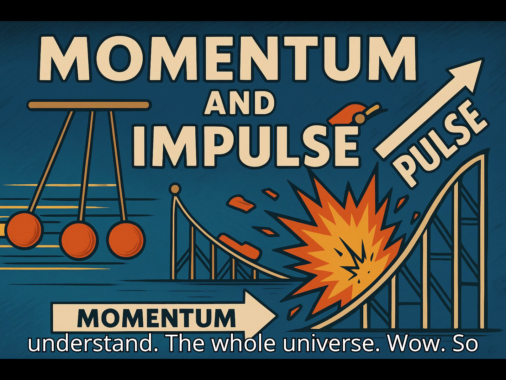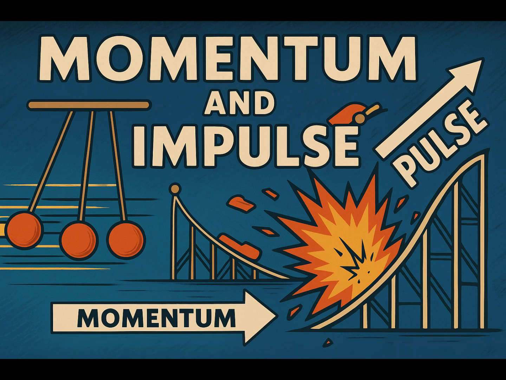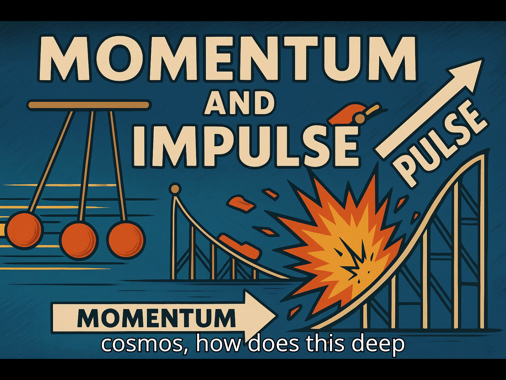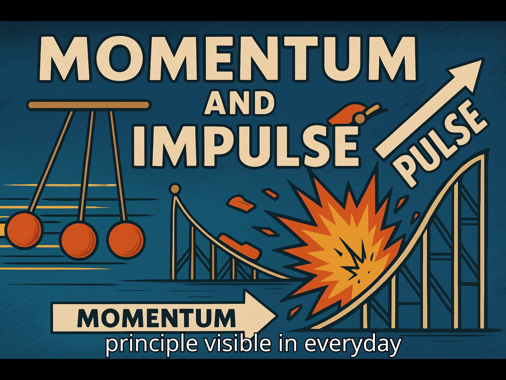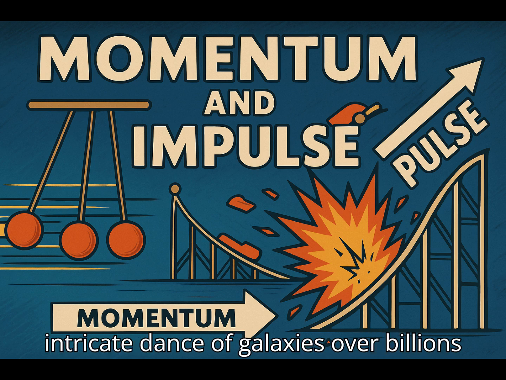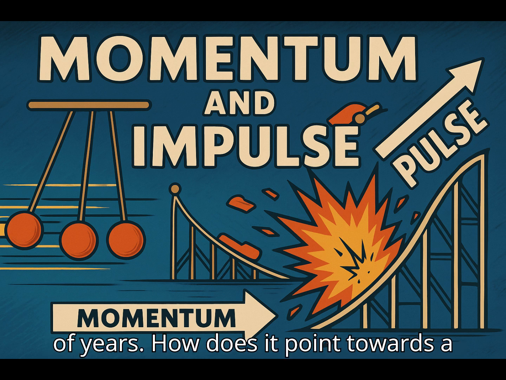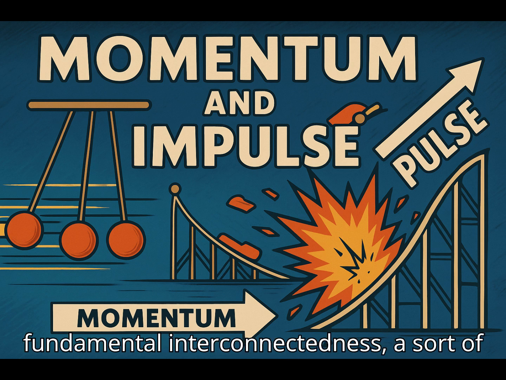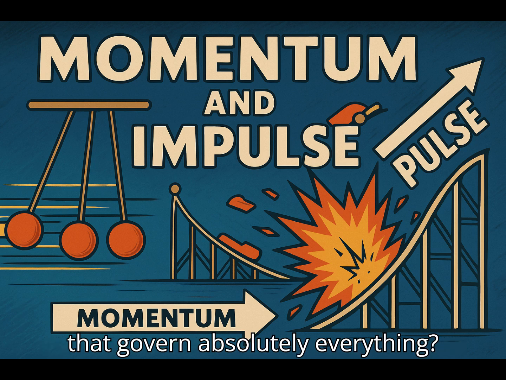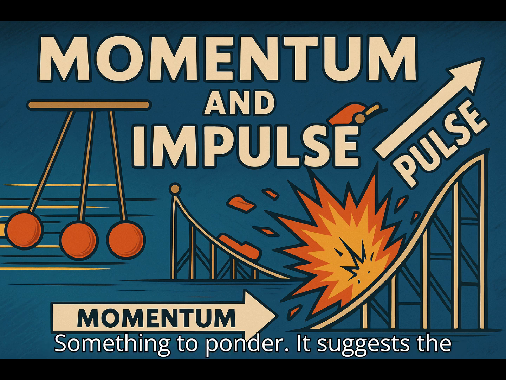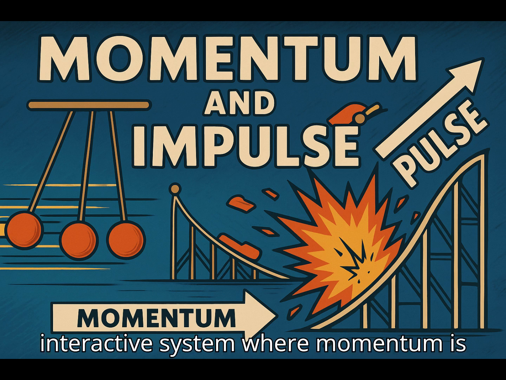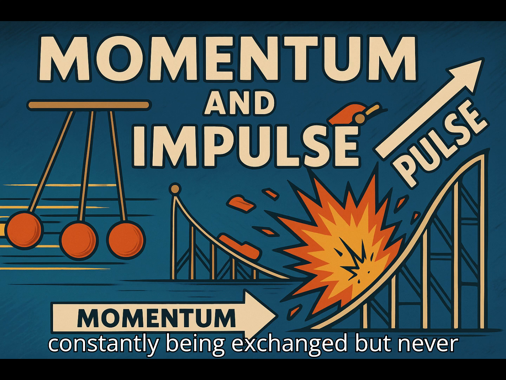The whole universe. Wow. So here's a final thought to leave you with. If total momentum is conserved across the cosmos, how does this deep principle visible in everyday collisions, the recoil of a rifle, the intricate dance of galaxies over billions of years, how does it point towards a fundamental interconnectedness, a sort of underlying balance in the physical laws that govern absolutely everything? Something to ponder. It suggests the universe operates as this vast interactive system where momentum is constantly being exchanged but never truly lost.